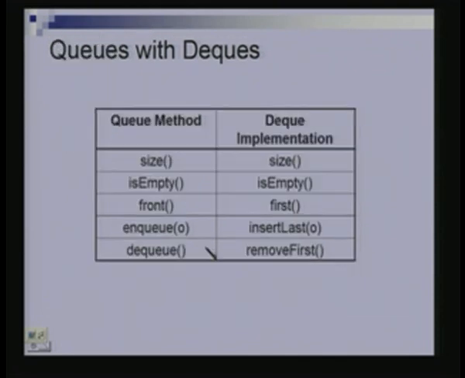Similarly, I can use a double ended queue to implement a queue. Now front would correspond to giving me the first element of the double ended queue. Enqueue, what do I do? I insert at the rear, so that corresponds to insert last. And when I say dequeue, I remove from the front, so remove the first element of my double ended queue. So, if I have a double ended queue implementation, I can use its methods to implement a stack or a queue. Any questions?